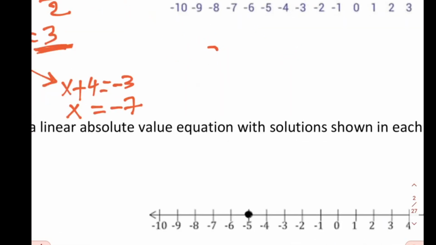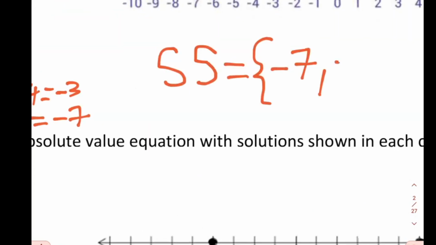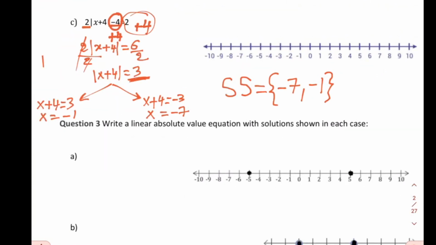So solution set, S for solution, S for set equals, and you put your two values, negative 7 and negative 1. By the way, when you write the solution set, the order doesn't matter. These are not coordinates. You can put any order. Okay.